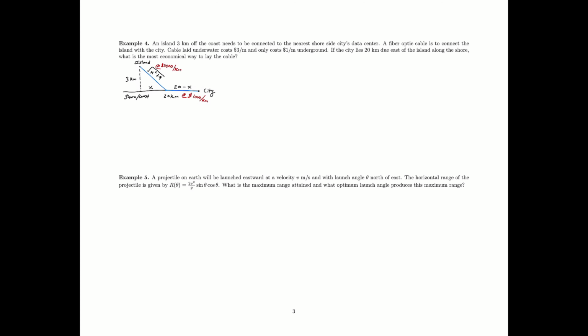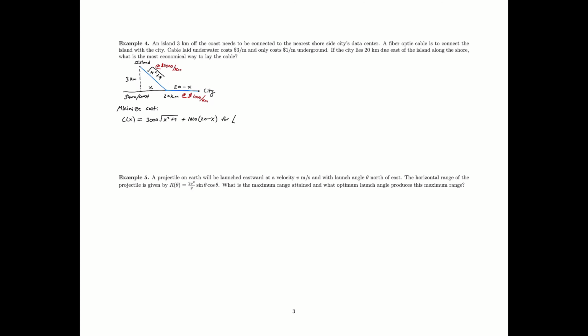Okay. So very similar. Our goal here is to minimize cost. So to minimize cost, we're going to construct a cost function where the distance we travel inland before connecting is our variable x. So we're going to travel this distance, and that's in kilometers. So then 3,000 times that distance would be the cost for that portion. And then this distance, 20 minus x times 1,000, would give us the other portion of the cost.